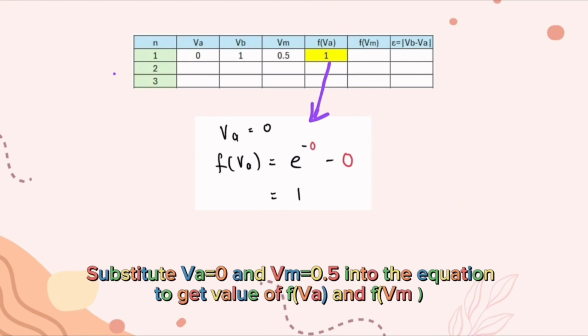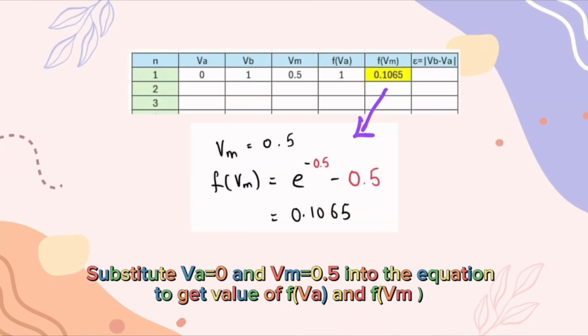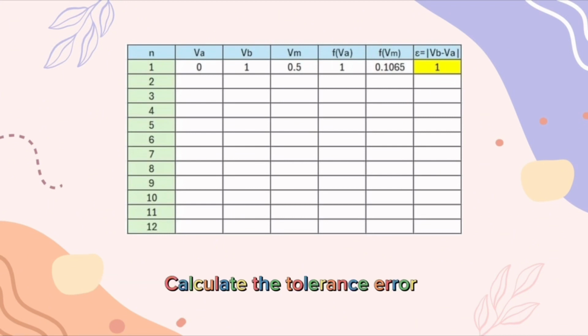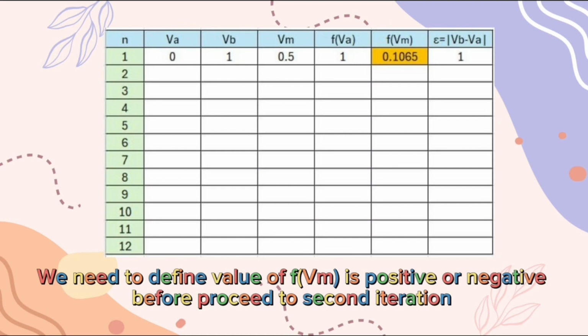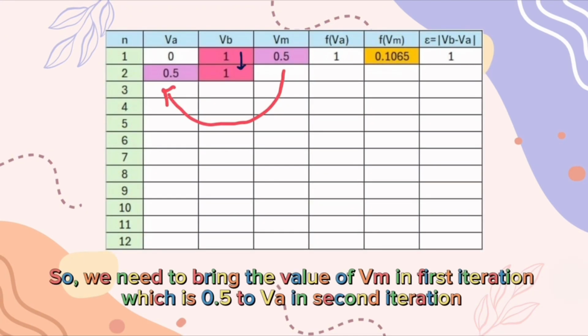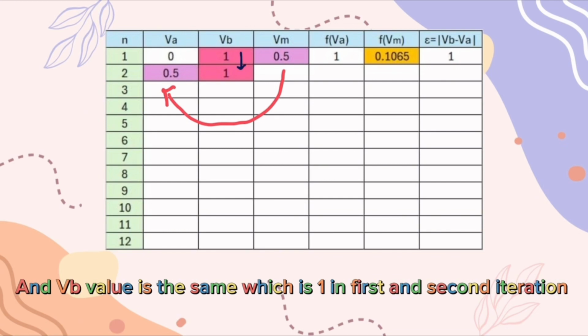Substitute VA equals 0 and VM equals 0.5 into the equation to get the values of FVA and FVM. Calculate the tolerance error. We need to determine whether the value of FVM is positive or negative before proceeding to the second iteration. In the first iteration, FVM is a positive value. So, we need to bring the value of VM in the first iteration, which is 0.5, to VA in the second iteration. And the VB value is the same, which is 1, in the first and second iteration.